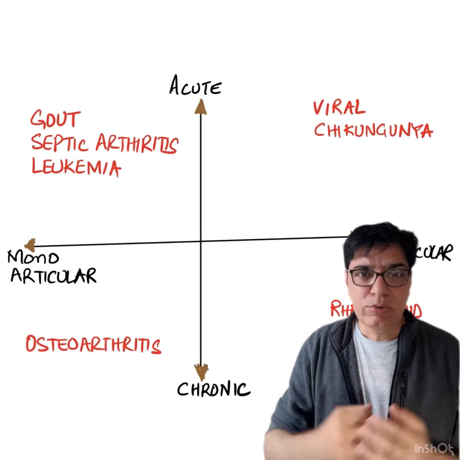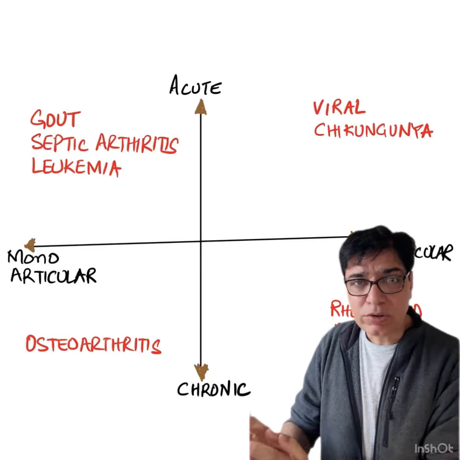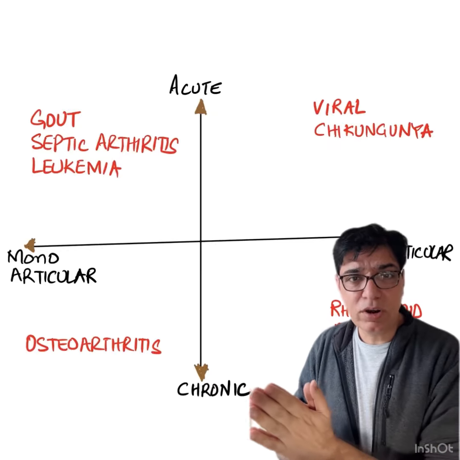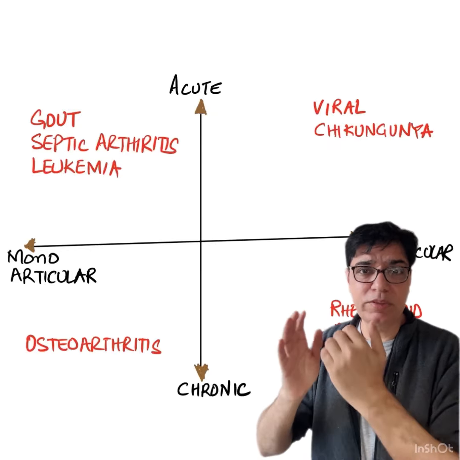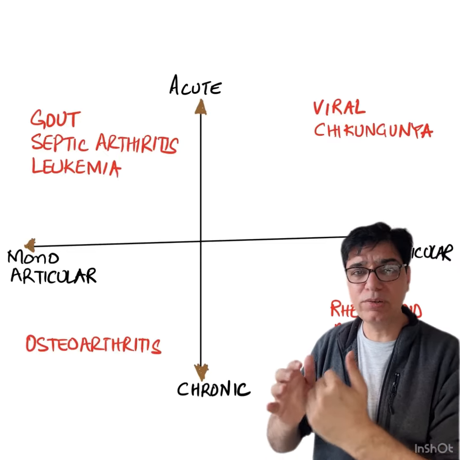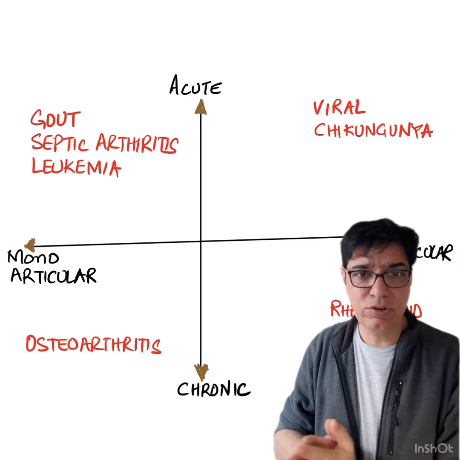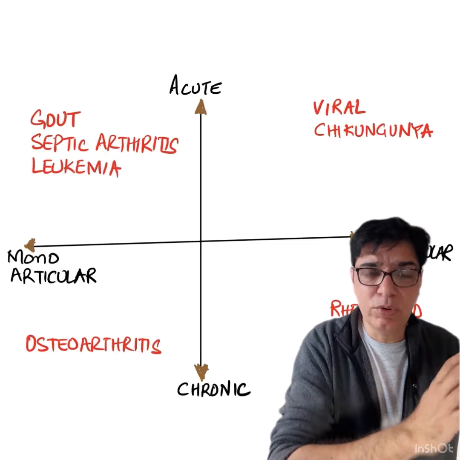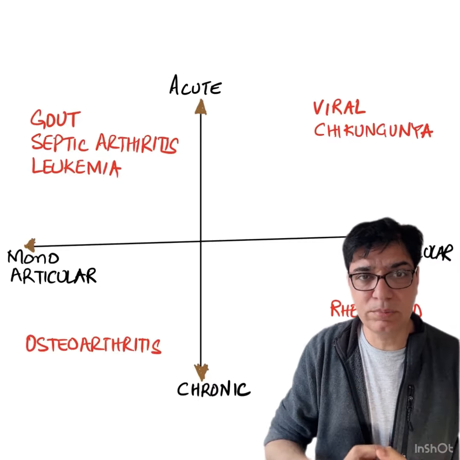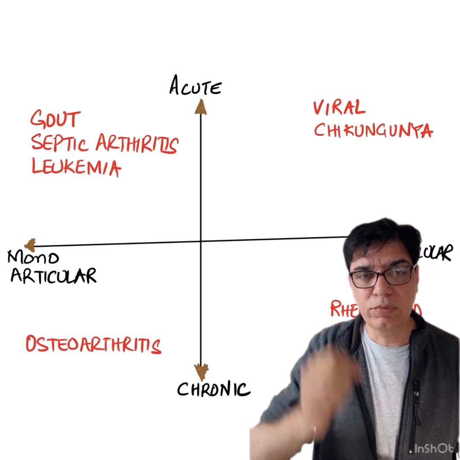So let's do a quick rapid review summary. Acute monoarticular arthritis, you're going to be thinking of septic joint or gout. Acute polyarticular arthritis, you're going to be thinking of viral arthritis such as parvovirus B19. Chronic monoarticular arthritis, possibly osteoarthritis, and chronic polyarticular arthritis, think of rheumatoid arthritis. But don't forget to ask about weight loss and pallor.